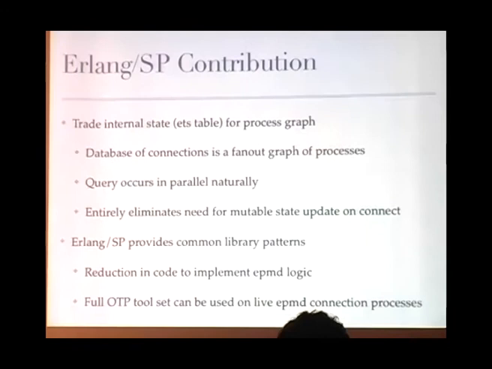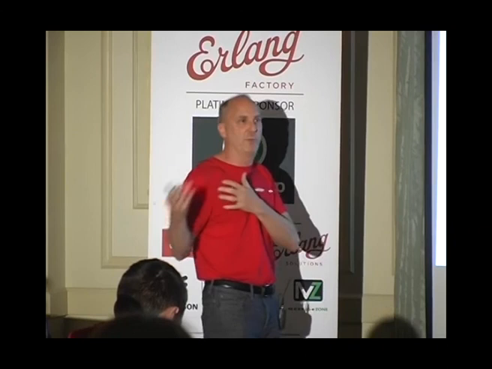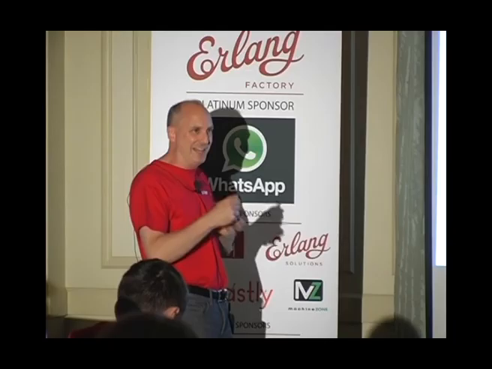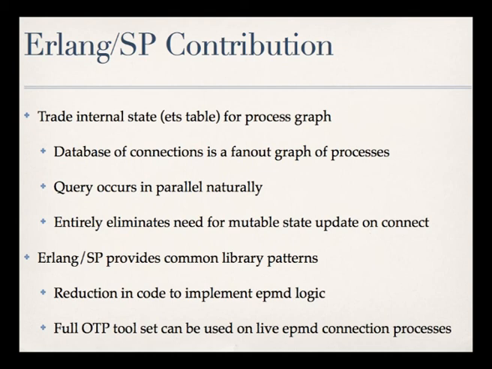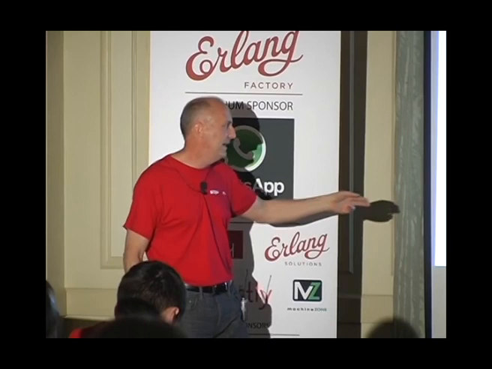So the contribution that Erlang SP provided is that we're trading internal state, in this EPMD example the ETS table, for the process graph. The database of connections is actually a graph of processes. The query service is routing to all of them and collecting back as if it was a database query. And the query occurs in parallel naturally. It eliminates the need for any mutable state update, especially in this case, because you connect and your information about your name and your socket doesn't change. And it provides common library patterns that reduce the code to implement the logic. And the full OTP set can be used now.